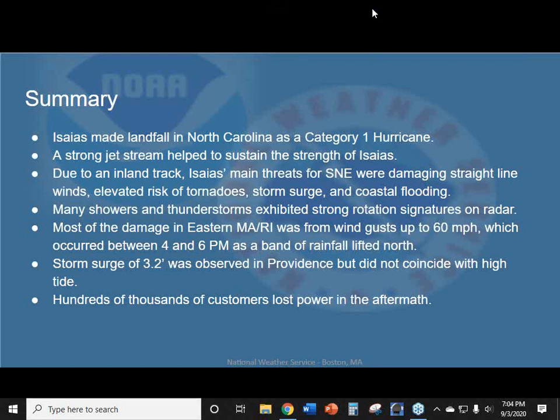But nonetheless, almost a million customers lost power in the aftermath of the tropical storm, most of them in Connecticut, which was closer to the center of the system. There was also minor coastal flooding, but thankfully it did not coincide with high tide. So the effect from the coastal impacts was kept to a minimum.